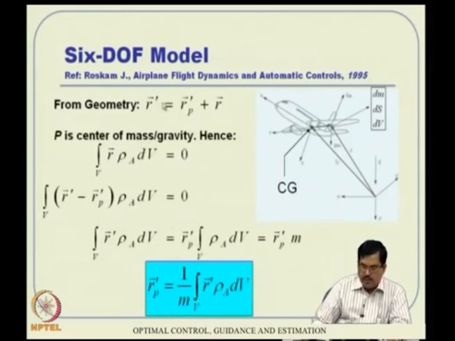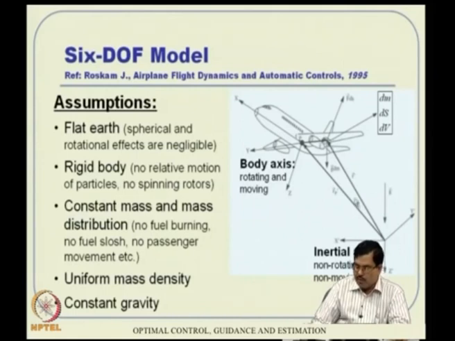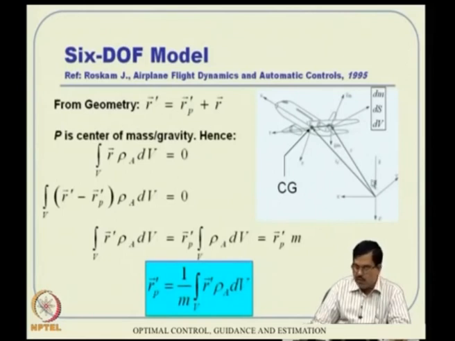Now, let us see this from simple geometry. We will consider some geometrical aspects. If you see this, we will consider this vector as Rp, and we will consider this as some particle somewhere in the aircraft. So that vector is r prime, and this is Rp prime, and this is r. From simple geometry, r prime is nothing but Rp prime plus r. And because p is the center of gravity or center of mass, in a uniform gravitational field, center of mass and center of gravity are the same anyway.